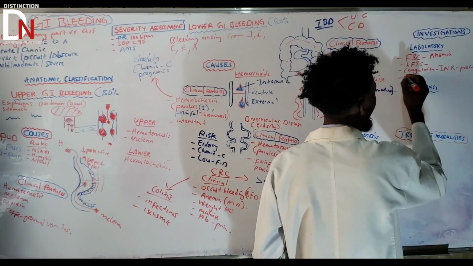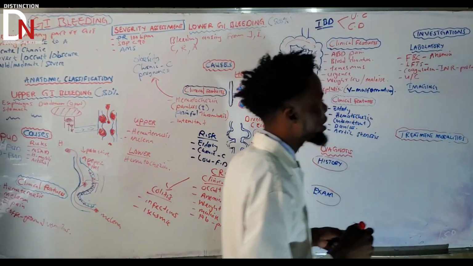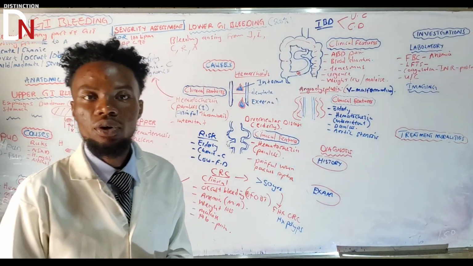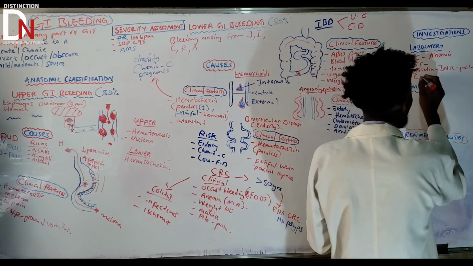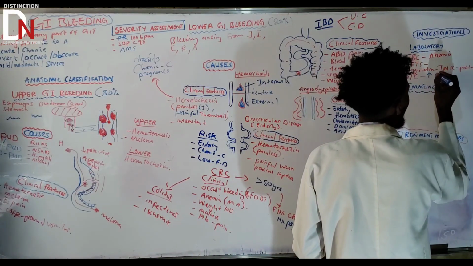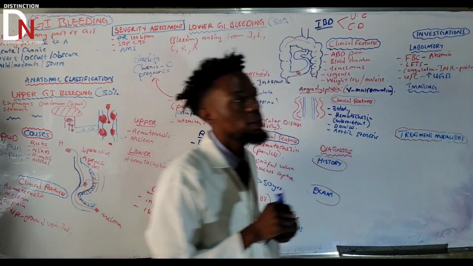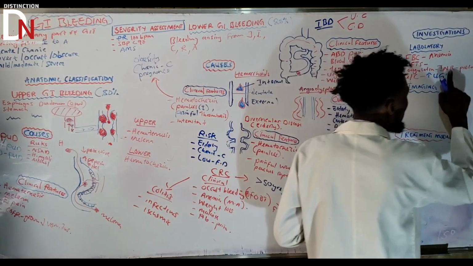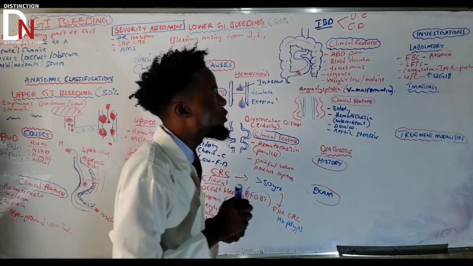And the other important aspect is what? You need to do urea and what? Urea and creatinine. So let's just say you see urea and creatinine, they are going to be elevated. This one particularly is very, very important. You need to take note of this. It's going to be increased in upper GI bleeding. Okay, upper GI bleeding.